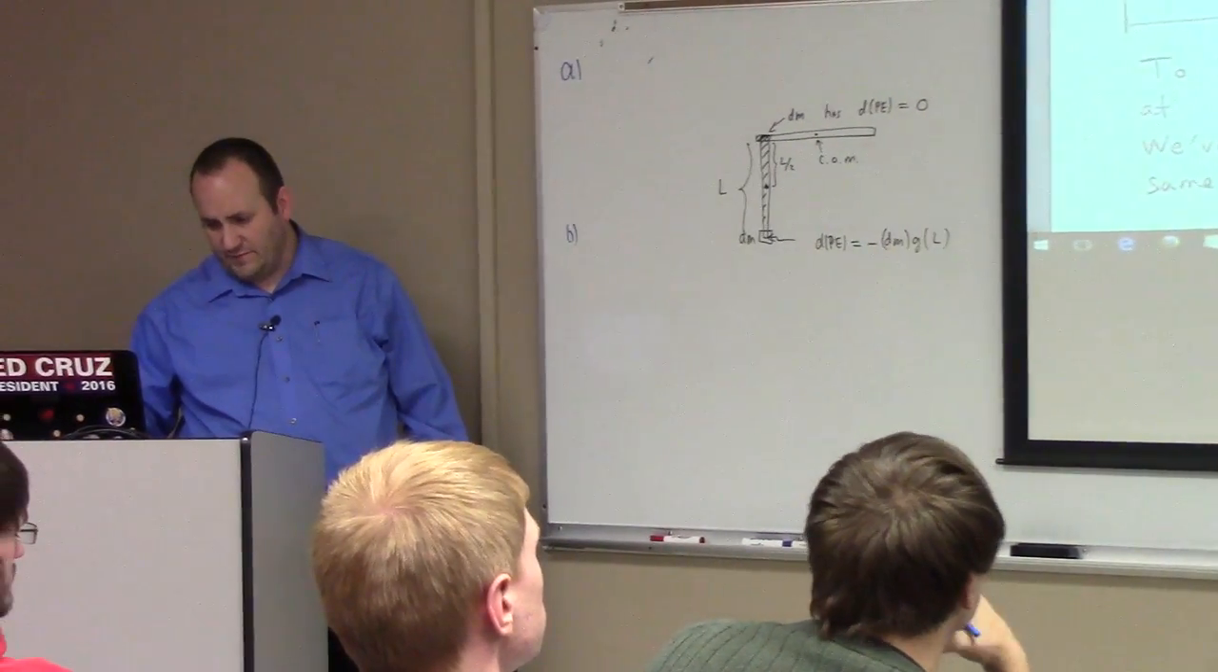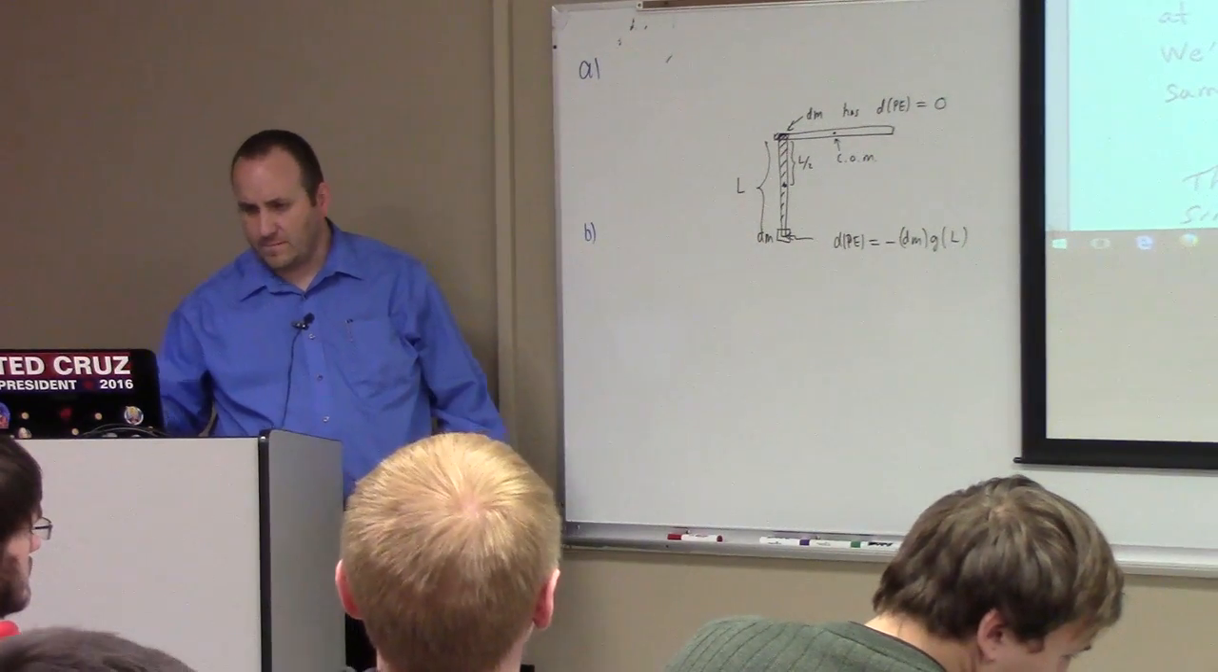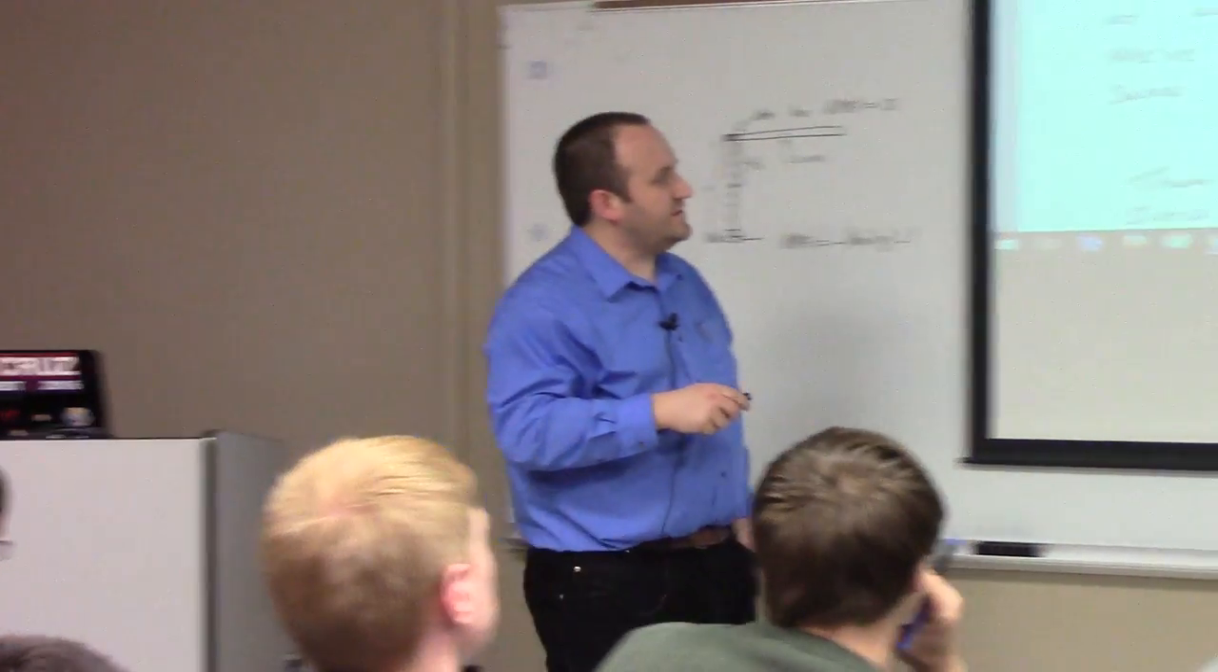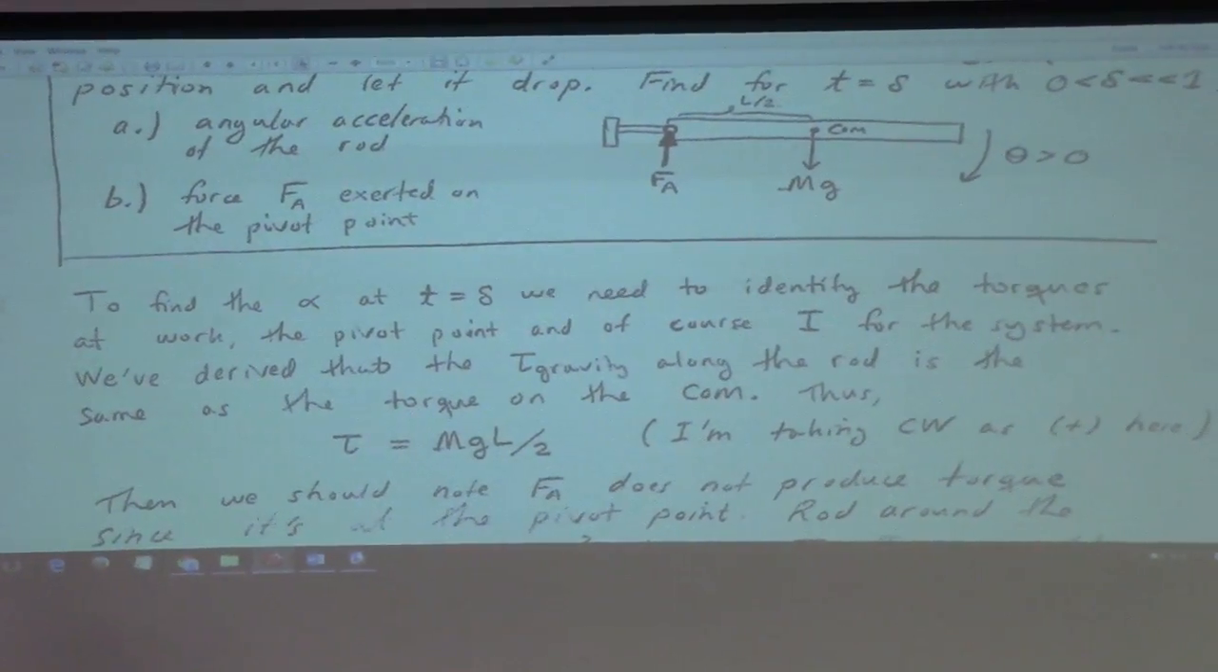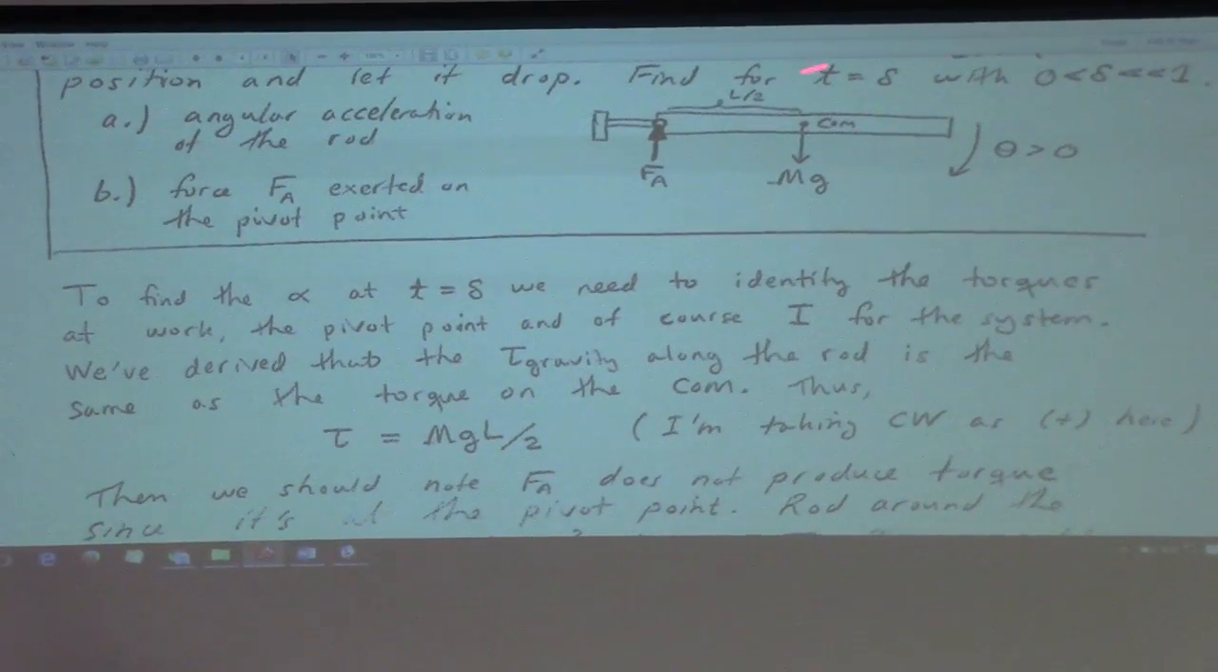So to find the angular acceleration at this time, you need to identify the torques that are involved. Basically, the torque is coming from gravity. You think about gravity acting on the center of mass of the system. The center of mass is the halfway point again. So you have mg acting here. The pivot arm, though, is L over 2. So the torque produced is mgL over 2, and I'm taking clockwise as positive in this example. So that's your torque.